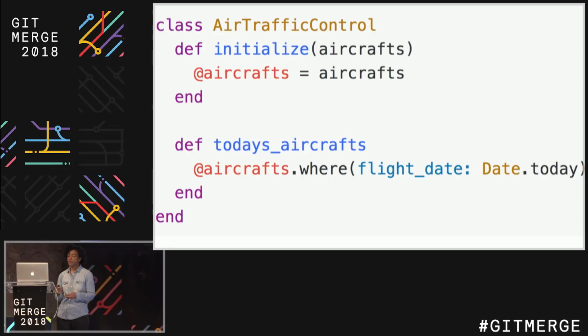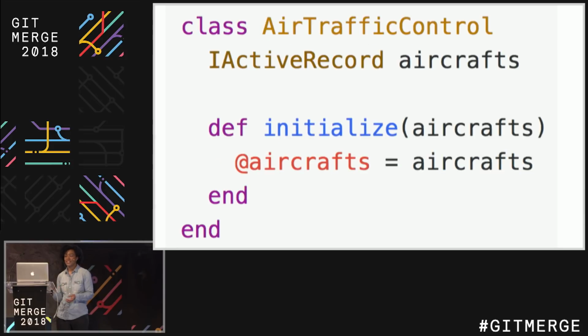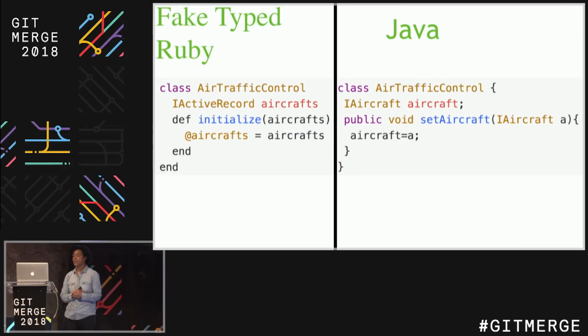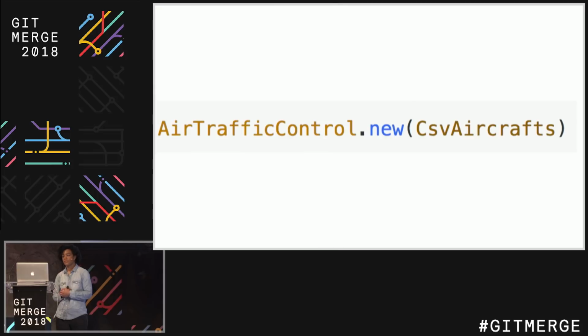If we were to pretend like Ruby is typed and do a little Ruby-Java bastardization, it would look like this, with an explicit requirement that aircrafts implement the Active Record interface, which is really not that different from the air traffic control class in Java that we saw was an ISP violation. What if you wanted to pass in aircrafts from a CSV instead of an Active Record relation of aircrafts from your database? You wouldn't be able to, because there's an assumption that the aircrafts are an Active Record relation.